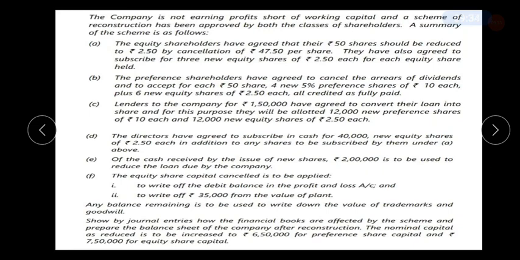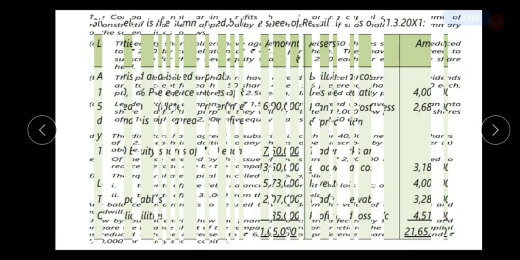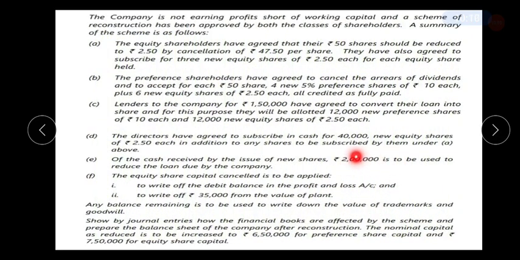Next, of the cash received by the issue of new shares, rupees 2 lakh is to be used to reduce the loan due to the company. So out of the cash collected from issue of shares, you have issued shares, right? By issuing shares you have collected cash. So out of that cash you are using 2 lakh to repay the loan amount. In this loan amount, you have settled a certain amount of loan by issuing equity shares and preference shares, and you're also paying 2 lakh loan to the lenders here.